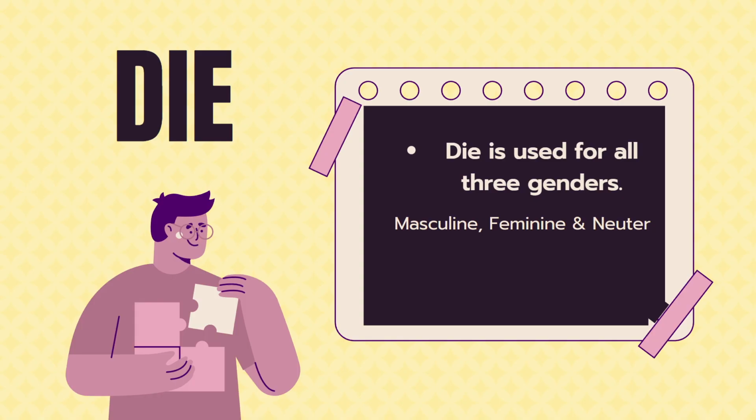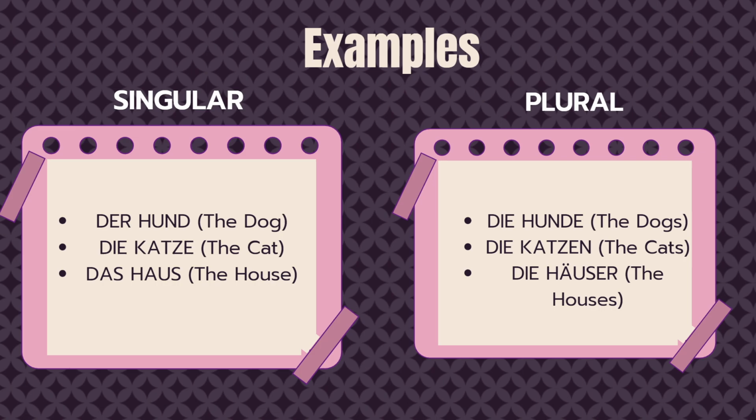Let's start with die. In the plural form, die is used for all three genders: masculine, feminine and neuter. For example, der Hund becomes die Hunde in plural, die Katze becomes die Katzen in plural, das Haus becomes die Häuser in plural. So you can see how easy it is to remember the plural article. It is used with all plural nouns regardless of their gender.